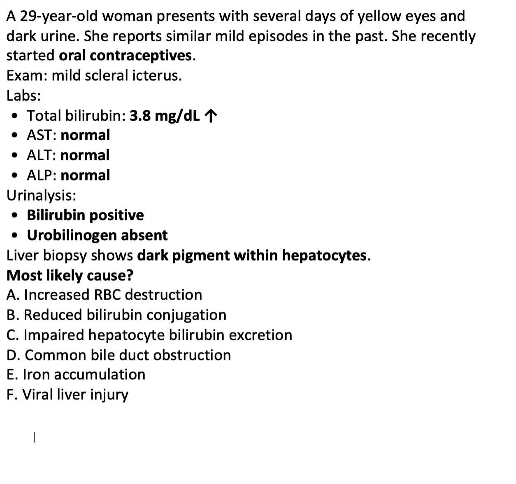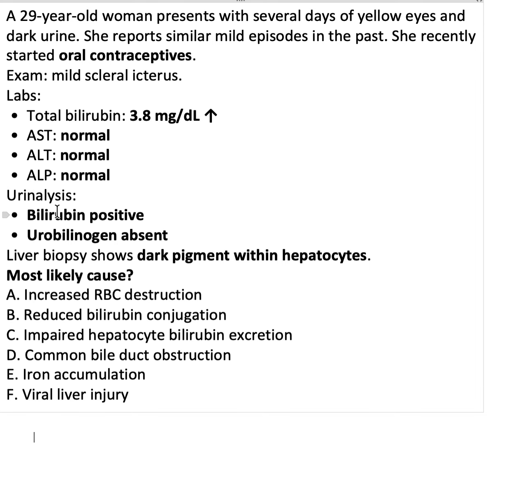A 29-year-old woman presents with several days of yellow eyes and dark urine. She reports similar episodes in the past. She recently started oral contraceptives. The examination shows mild scleral icterus. Labs show total bilirubin is 3.8, which is surely increased. So that's a straightaway diagnosis: that's jaundice. AST normal, ALT normal, alkaline phosphatase is also normal.